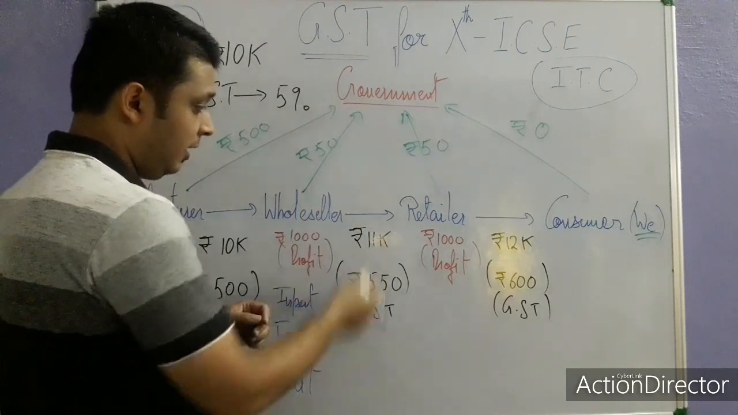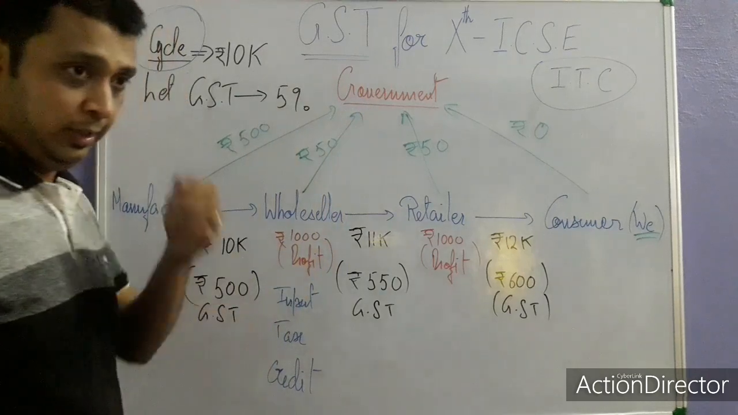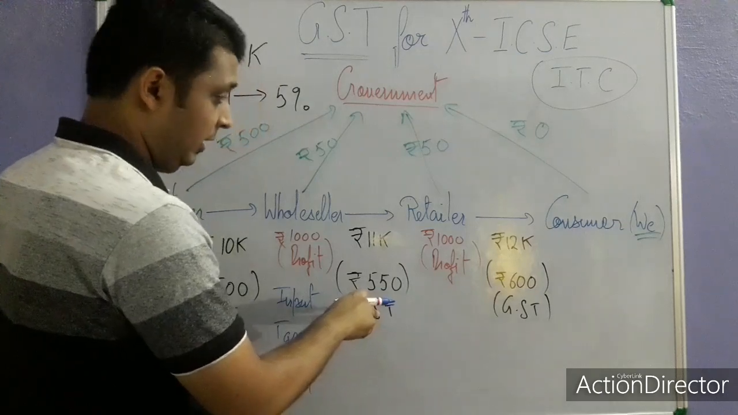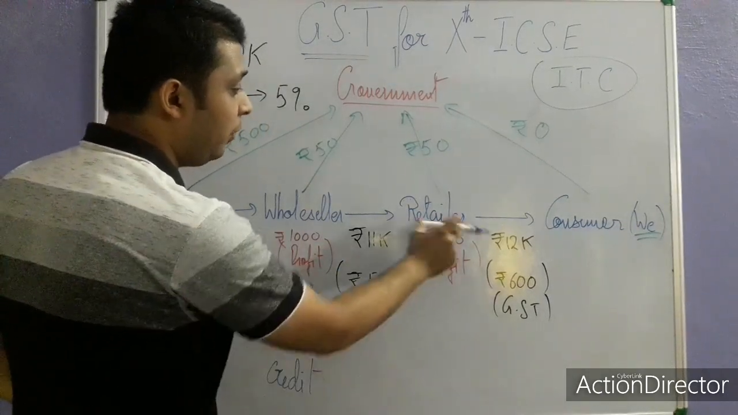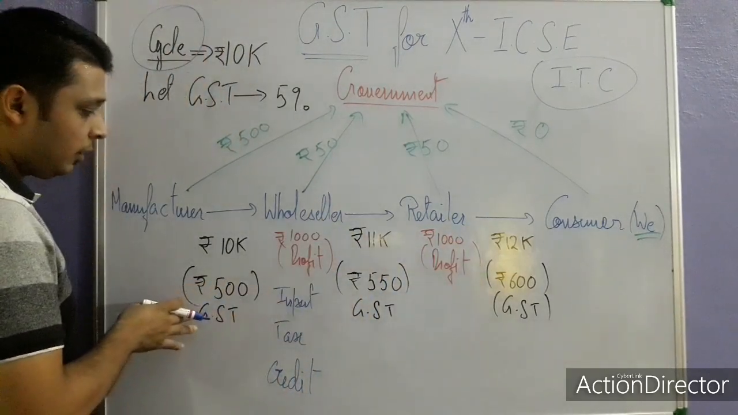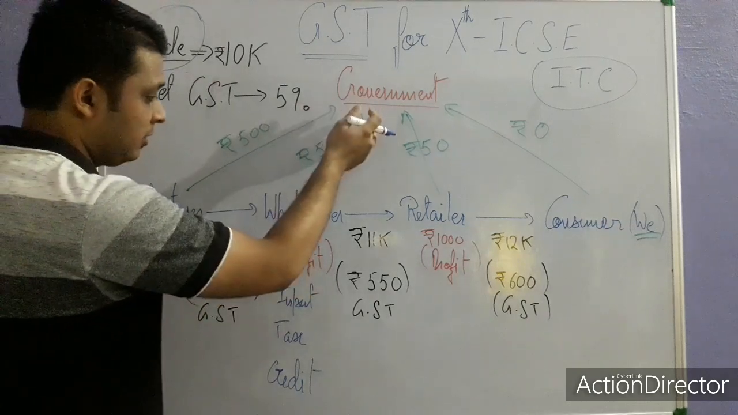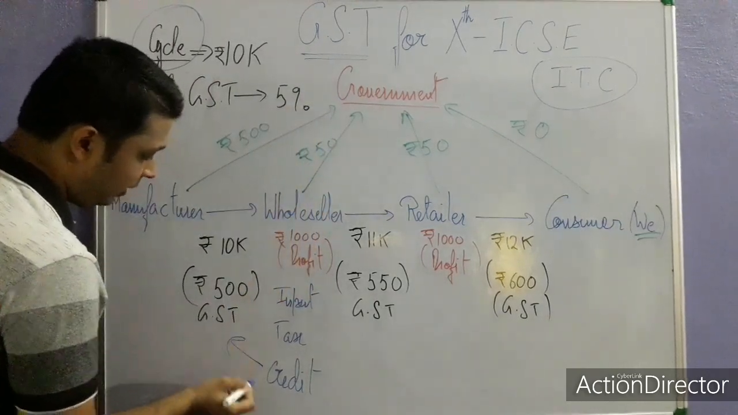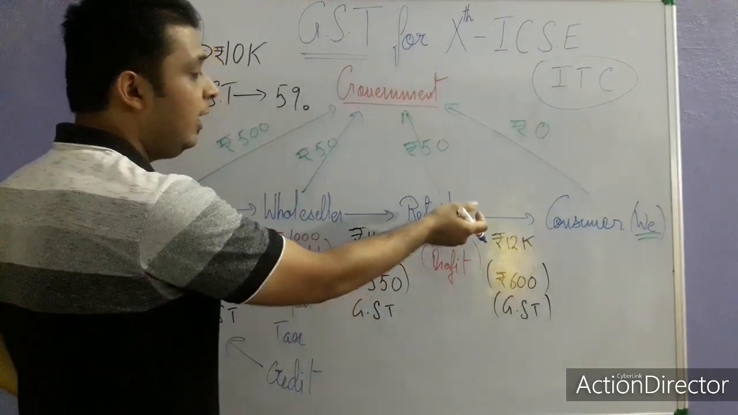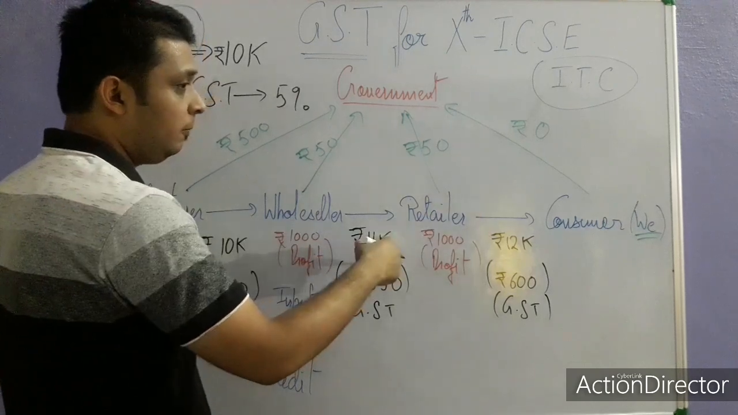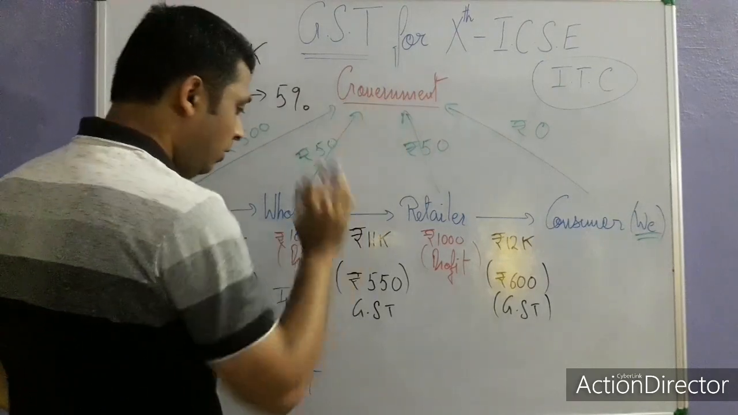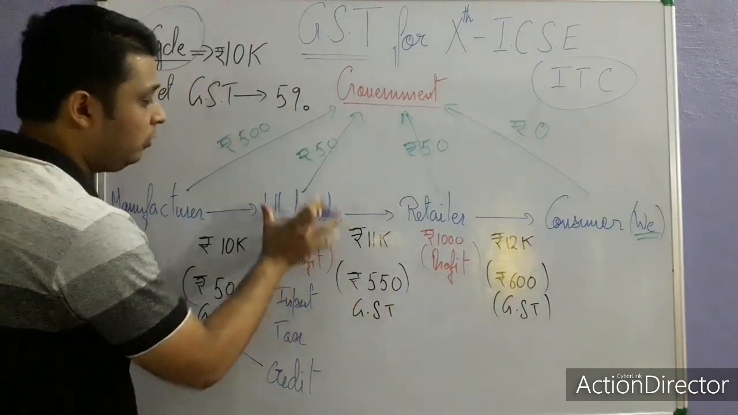Now this business transaction is being observed by the government, isn't it? So the government knows that the wholesaler is getting 550 from the retailer. But the wholesaler says, I have already given 500, so I will give you the balance. So the wholesaler has to give 550 to the government, isn't it? Because he is taking 550 as GST from the retailer. So as GST, it should be given to the government. Now 550 is the total amount which should be paid by the wholesaler.